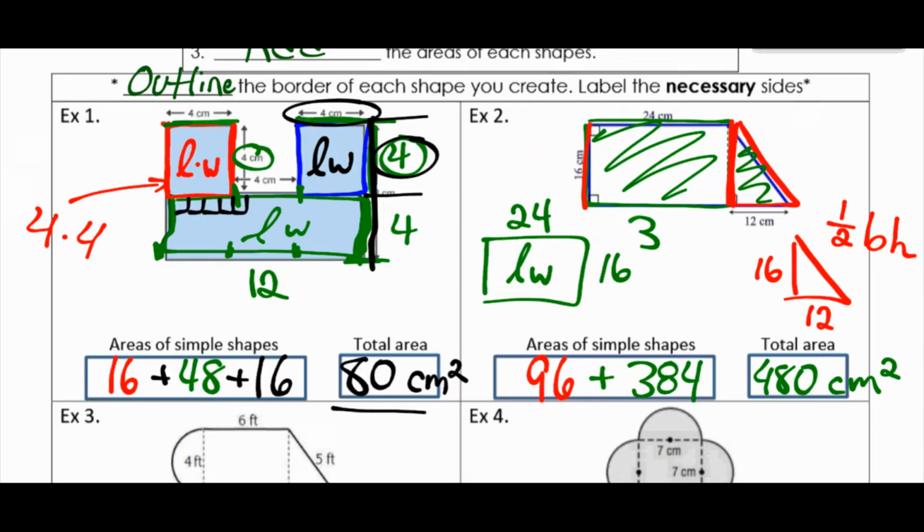It does not mean we're squaring the 480. We've already found the area. This is just a label for the units. That squared doesn't actually change the number at all. It's just talking about the units being a square measurement.